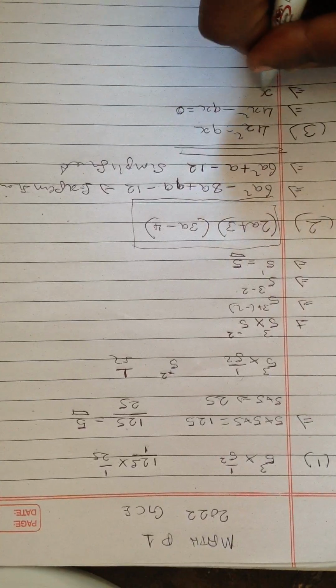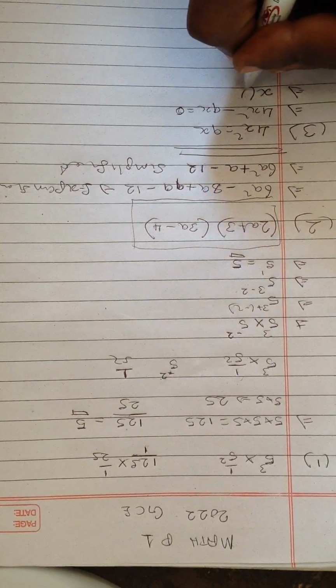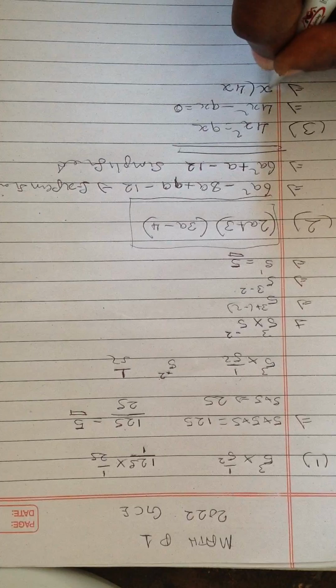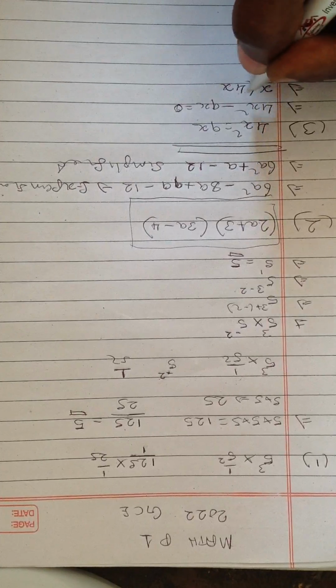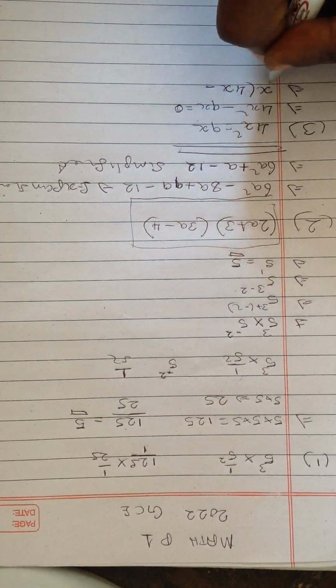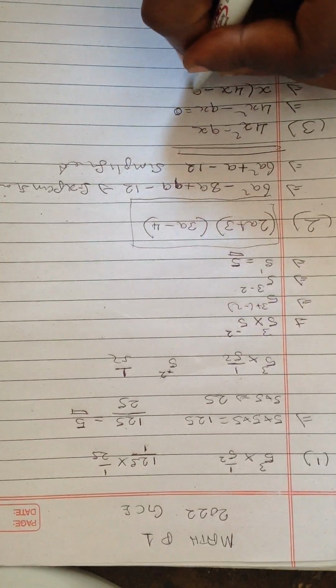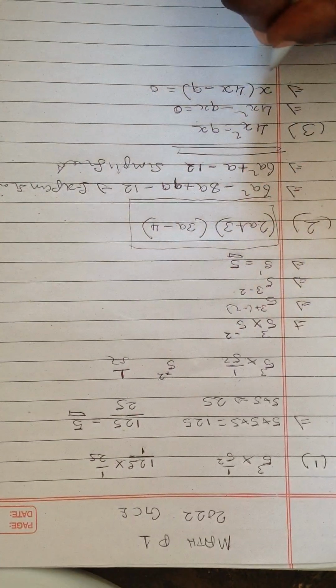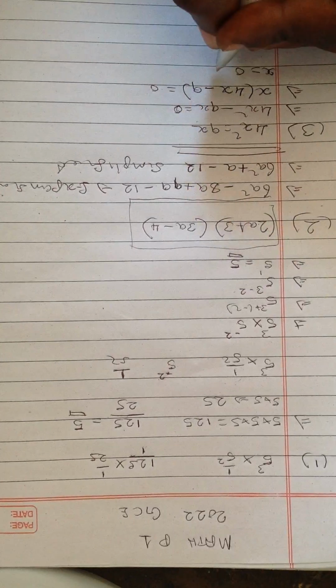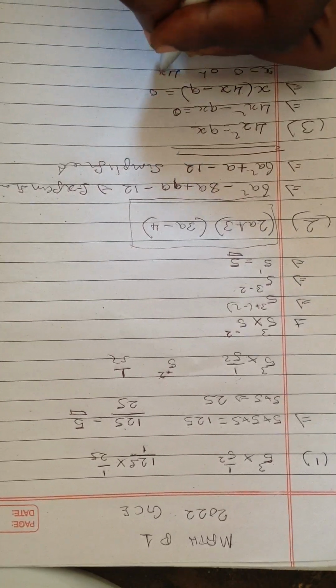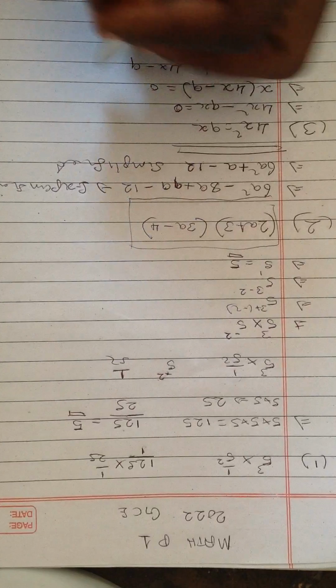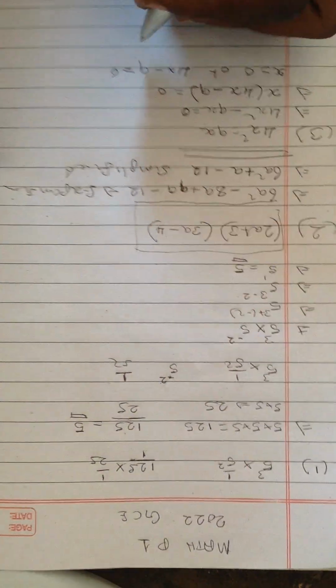It will be x, open bracket. If I remove x from 4x squared, I'm going to remain with 4x minus. If I remove x from 9x, I'm going to remain with a 9. Equals 0. So meaning x equals 0, or 4x minus 9, these which are in the bracket, you equate them to 0.